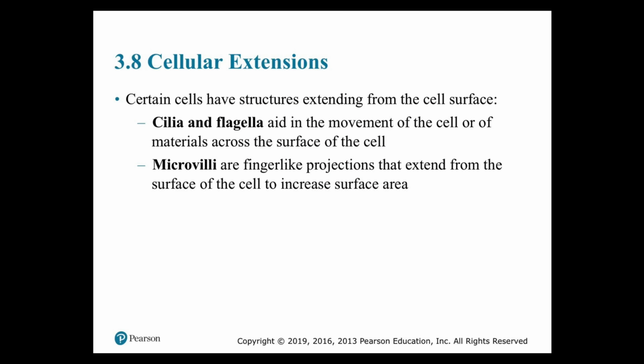Section 3.8, cellular extensions. Certain cells have structures extending from the cell surface. Examples would be cilia and flagella, which help in the movement of the cell or of materials across the surface of the cell. And microvilli, which are finger-like projections that extend from the surface of the cell to increase the surface area, usually for digestion, absorption, or secretion.